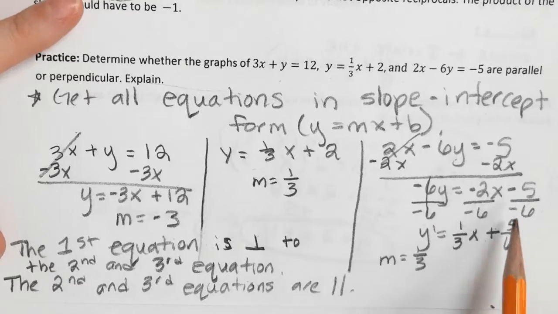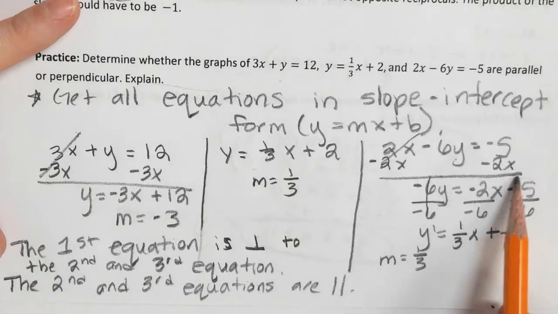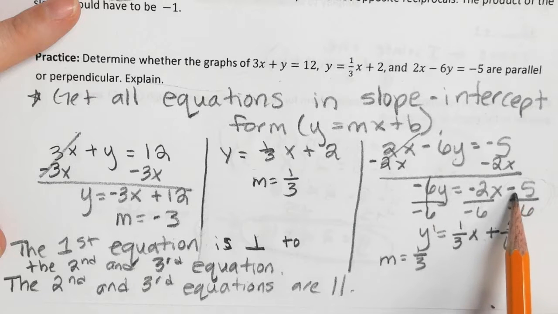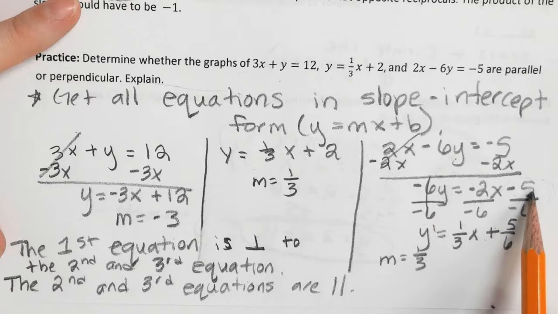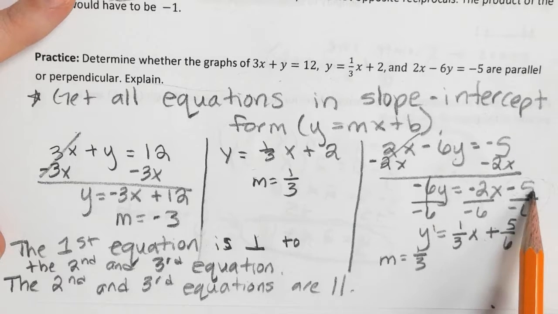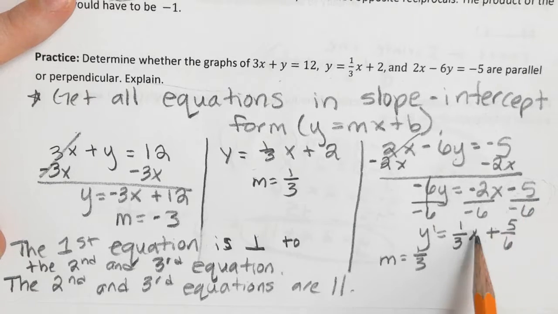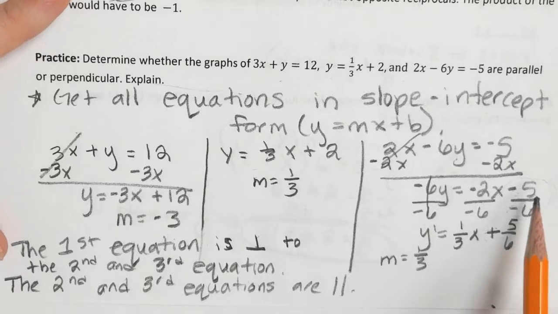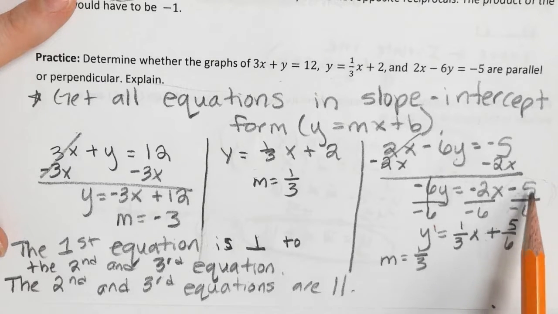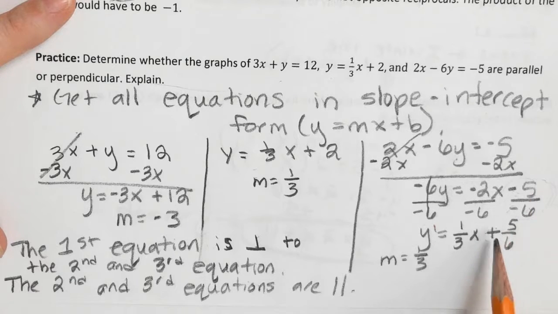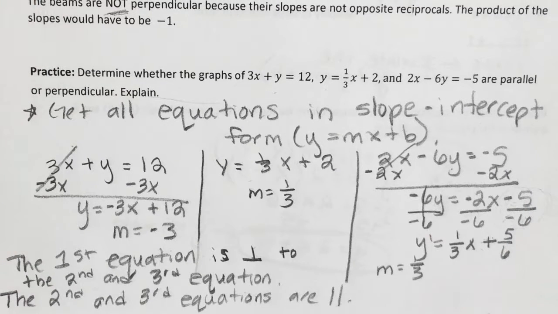Five, 6 right here. So, do you understand this part? Oh, I got negative 5 right here. So, it's negative 5 divided by negative 6. So, because it was a negative and a negative, it became positive. And I can't do 5 divided by 6 and get a whole number. So, I just wrote this fraction right here, 5/6. Does that answer your question?